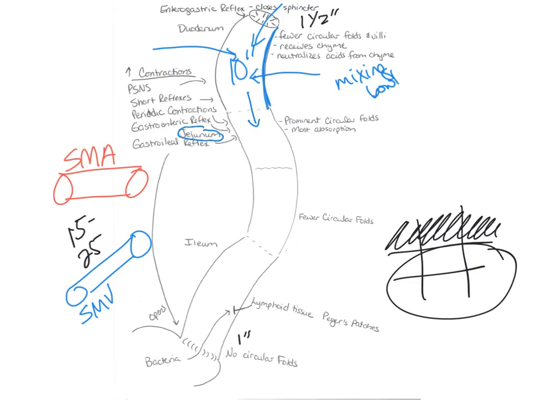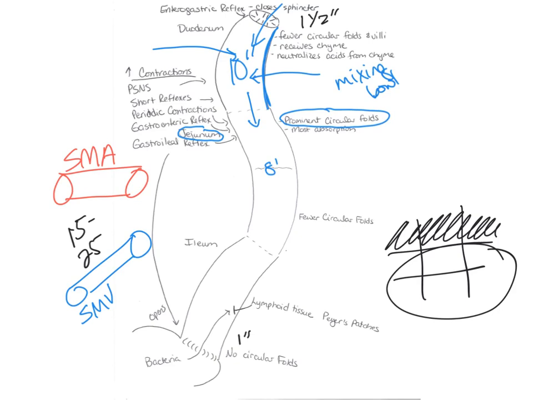The jejunum is about 8 feet long, and this is where the bulk of chemical digestion and absorption occur because it is so long and because there are all of these prominent circular folds. The circular folds add surface area and allow more absorption to occur there.